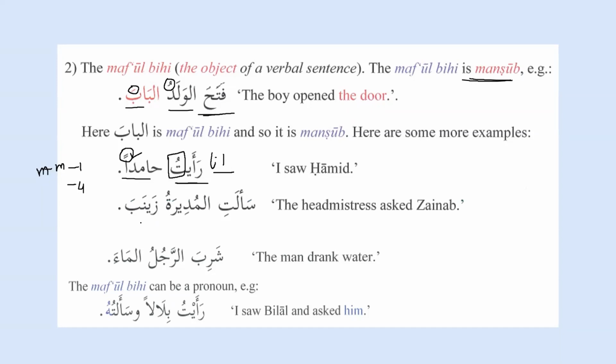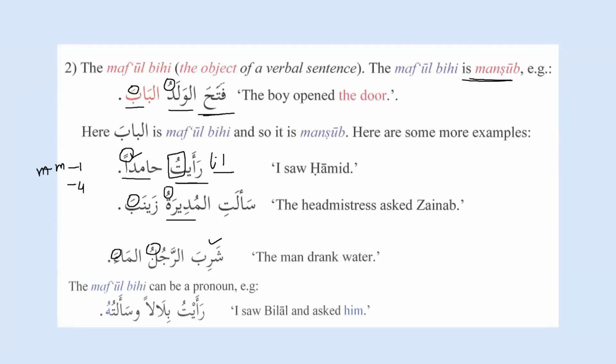Sa'alatil mudiratu Zainaba. The headmistress asked Zainab, and now we can see that al-mudiratu is the doer. It is marfu', and Zainaba is mansub, the receiver of the action. That's why it has fatha on it. Shariba ar-rajulu al-ma'a. Similarly, shariba is the verb, ar-rajulu is the doer, and al-ma'a is the object, the receiver of the action.